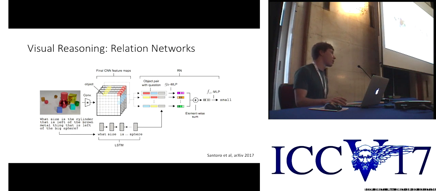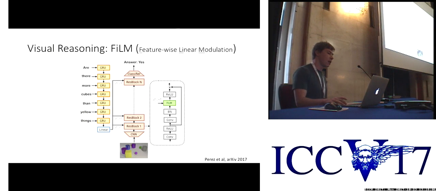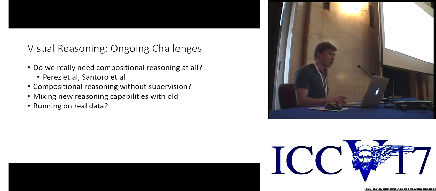There's also been a couple very recent papers on arXiv that work on the Clever dataset, the relational networks from DeepMind, which get a very, very strong performance using no ground truth programs whatsoever. And even more recently, the FiLM model from Ethan Perez, which again uses no ground truth programs but still performs very well. So now there's some open questions in visual reasoning.